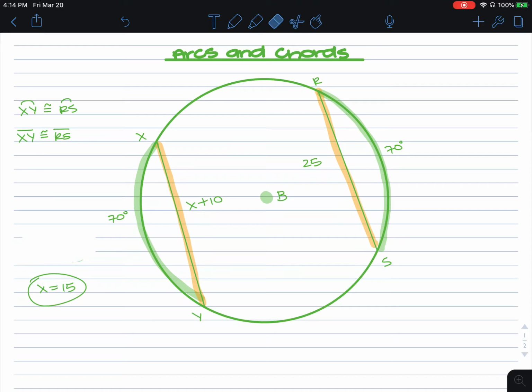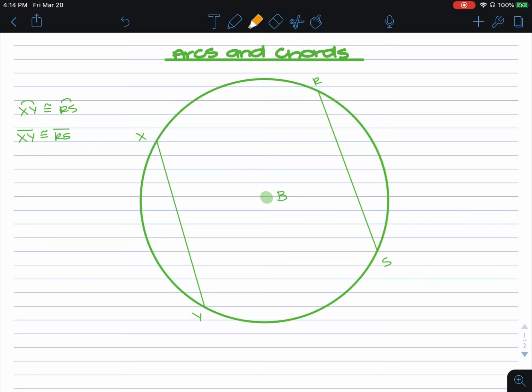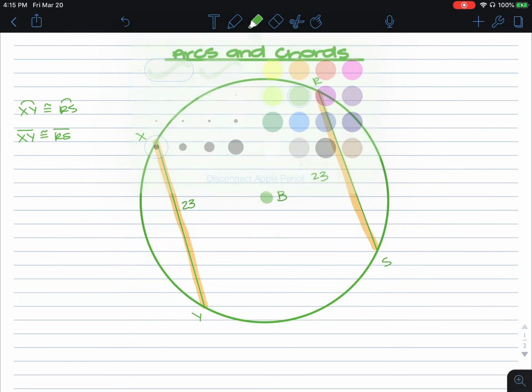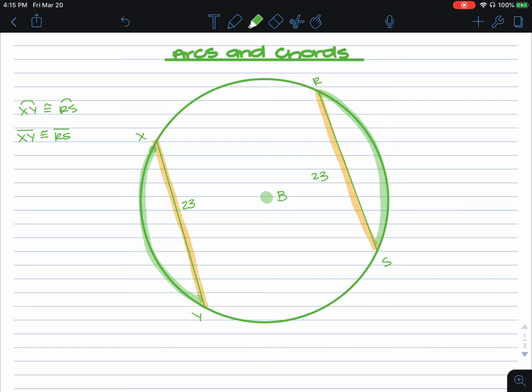Let's take a different route. Let's say I knew that my chords were congruent and not my arcs. So let's say I knew that my chords were congruent, my two orange pieces. Let's say this was, let's do 23 and 23. Right, well 23 equals 23, so I know that those are congruent. Well, because my two chords are congruent, my two minor arcs are congruent. So these two green arcs that I'm drawing in now are congruent.